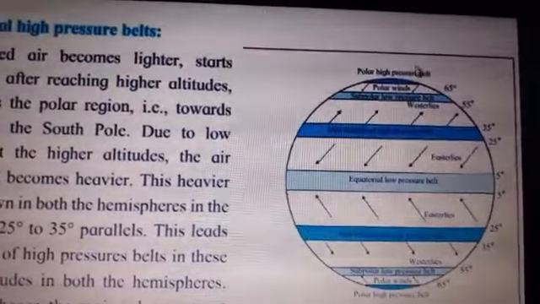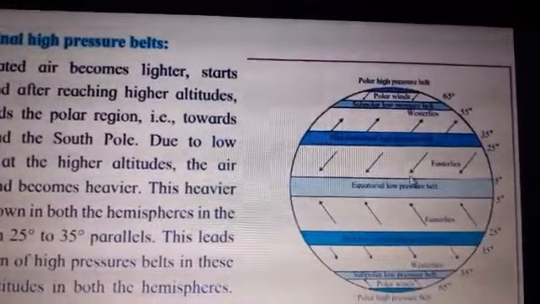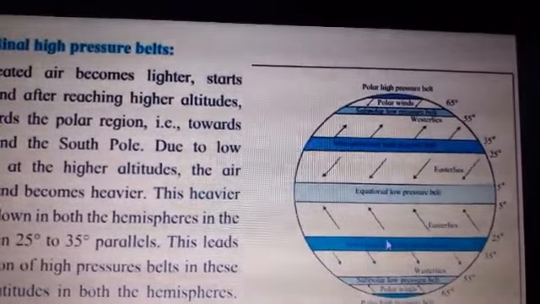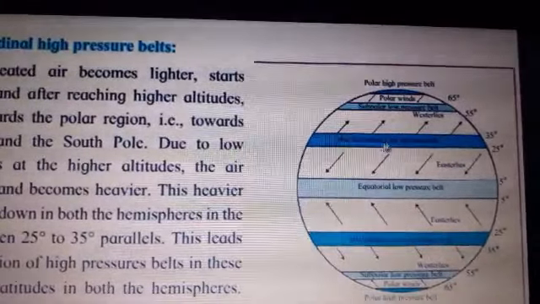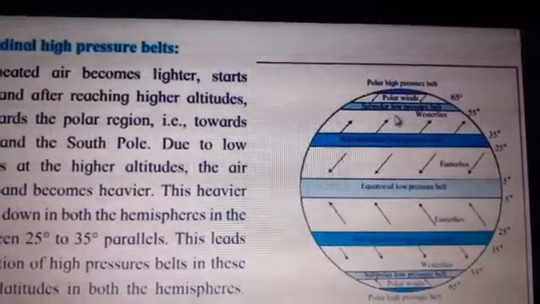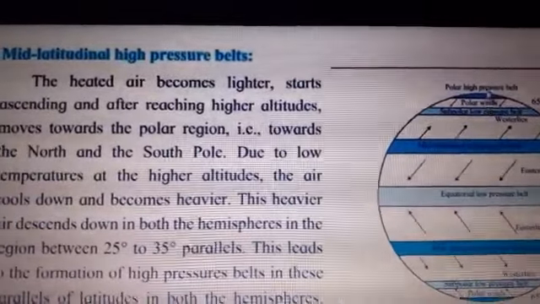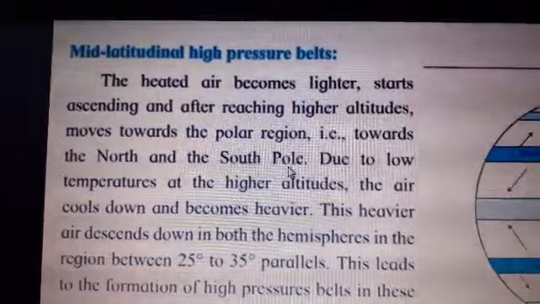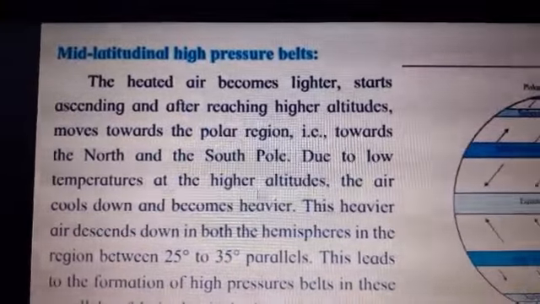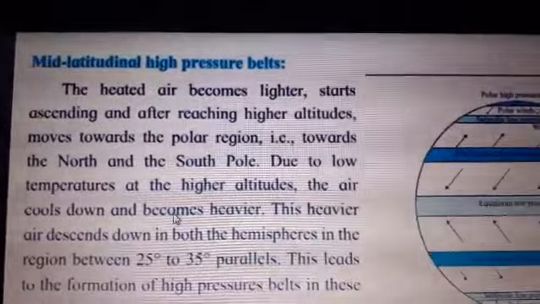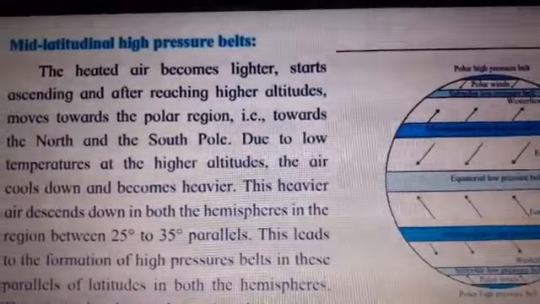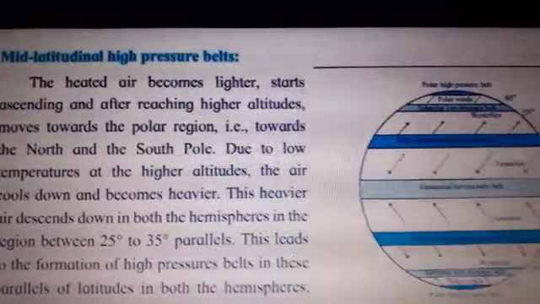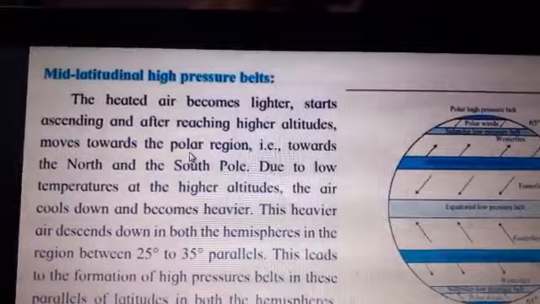Now polar region means what? This is the polar region. You can see here we have two poles, north pole and the south pole. So air which starts moving from the equatorial region is going upwards. Now you can see here latitudinal high pressure belt. The air starts moving in the upward direction towards the pole. Due to low temperatures at higher altitudes, the air cools down and becomes heavier. Now we know as we move away from the earth's surface, we find cooler places. So we have the hill stations, right? Now here you can see due to the low temperature.